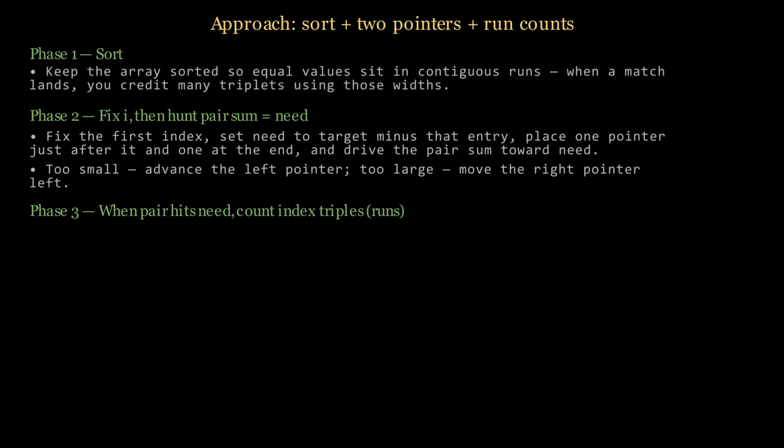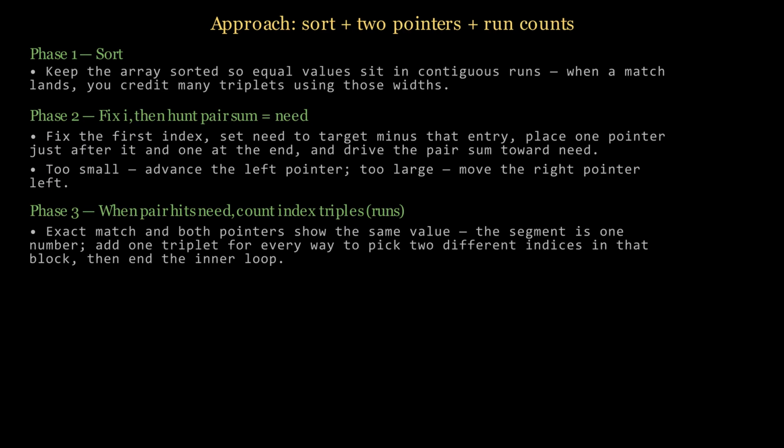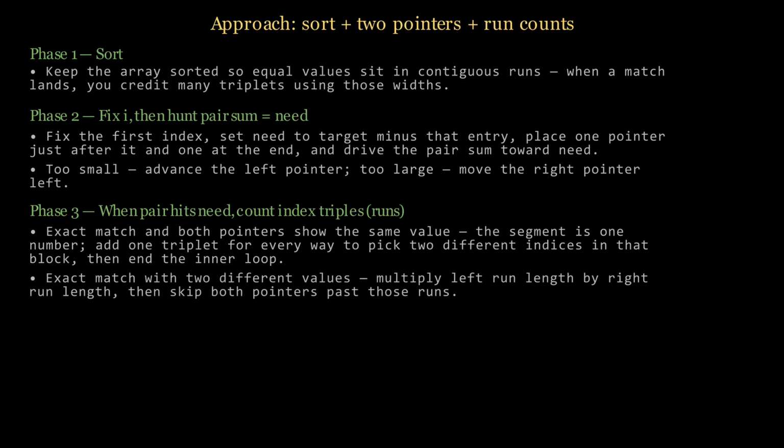Phase 3, when the pair hits need, count index triples using runs. Exact match and both pointers show the same value. The segment is one number. Add 1 triplet for every way to pick 2 different indices in that block, then end the inner loop. Exact match with 2 different values, multiply left run length by right run length, then skip both pointers past those runs. Repeat for every valid first index and add up all contributions.